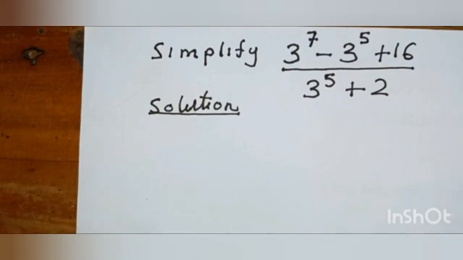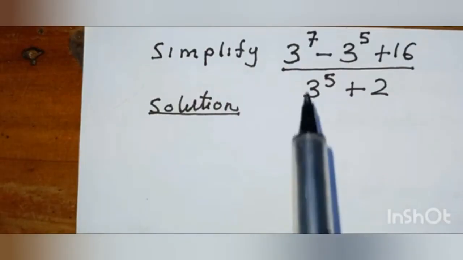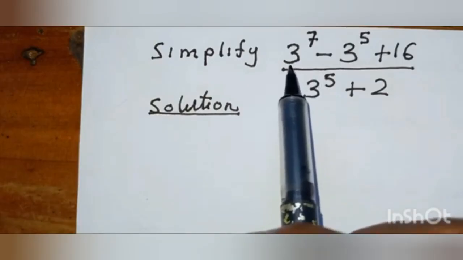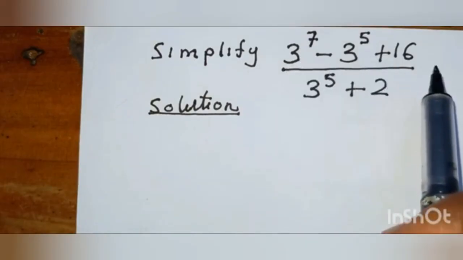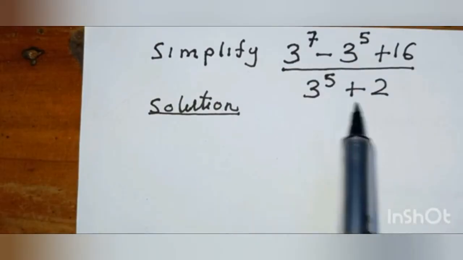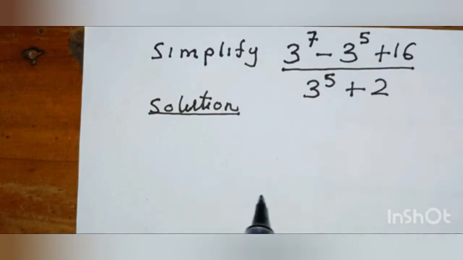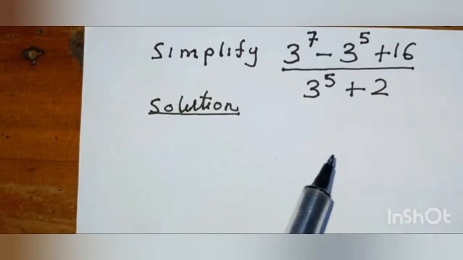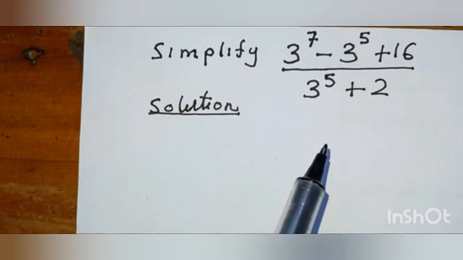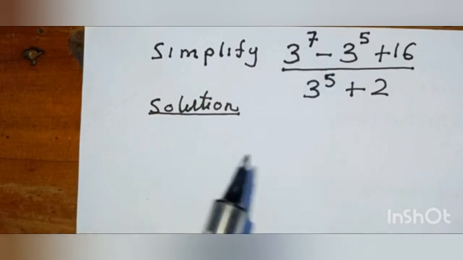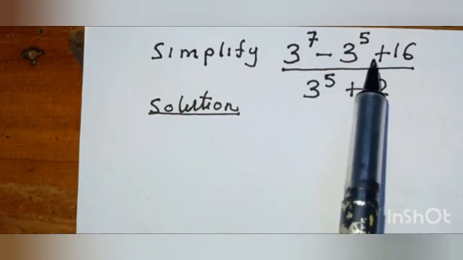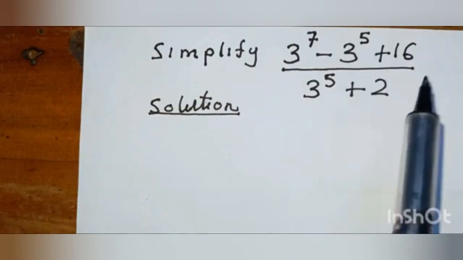As you can see here, we have the following expression: 3 power 7 minus 3 power 5 plus 16 over 3 power 5 plus 2. Here we are supposed to simplify this expression. In order to simplify it, we first break 3 power 7 so that we can get 3 power 5 times another factor.